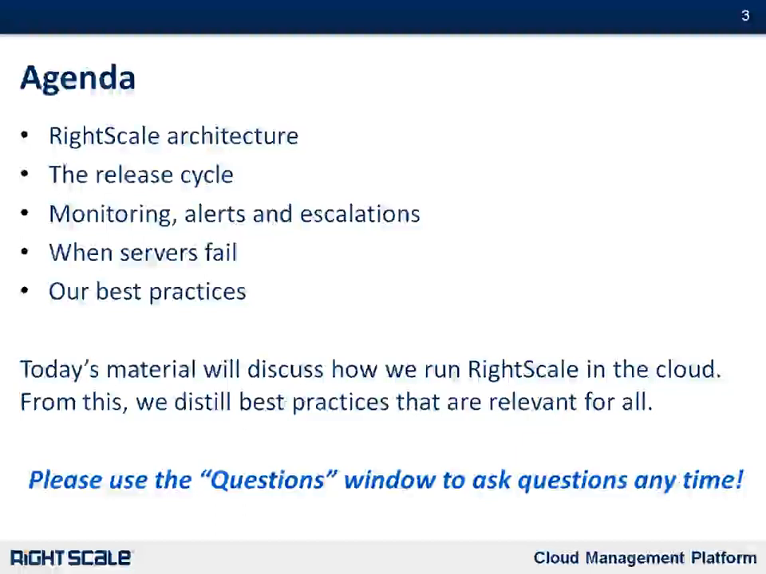The overall overarching theme of today is basically to show how we, RightScale, manage our infrastructure as an example of a SaaS-based system that is fully running in the cloud. So we're going to take a look at how we manage the configuration of our architecture, how we manage our release cycle. We'll see how we put the monitoring in place and connect it to alerts and escalations. We're going to see some tips on how to think about when servers fail, and finally get a summary of the overall best practices of today.